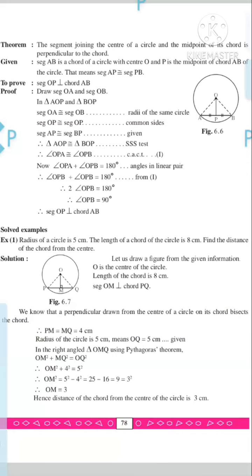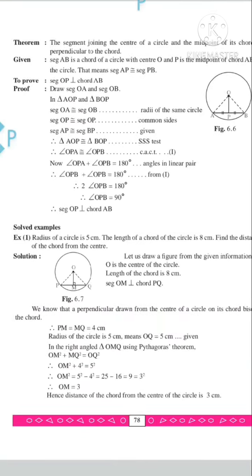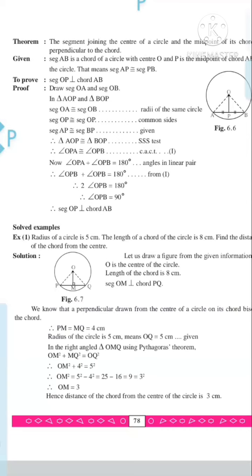See the first statement of the proof that says draw OA and OB. You just have to draw these two lines. Now let us see the two triangles, that is triangle AOP and triangle BOP. OA is congruent to OB. Why? Because they are the radii of the same circle. Now OP will be equal to OP because it is the common side.